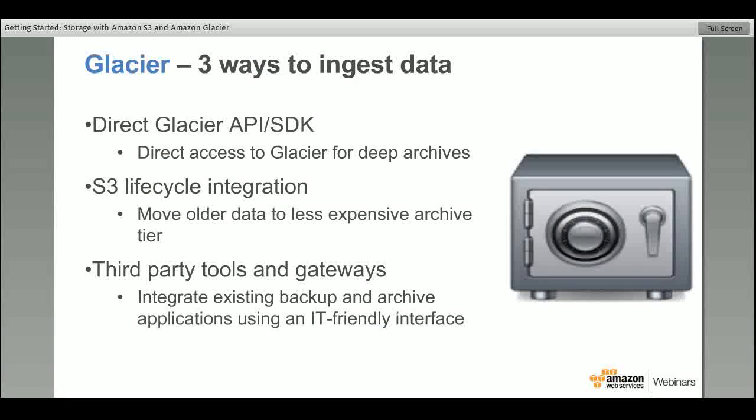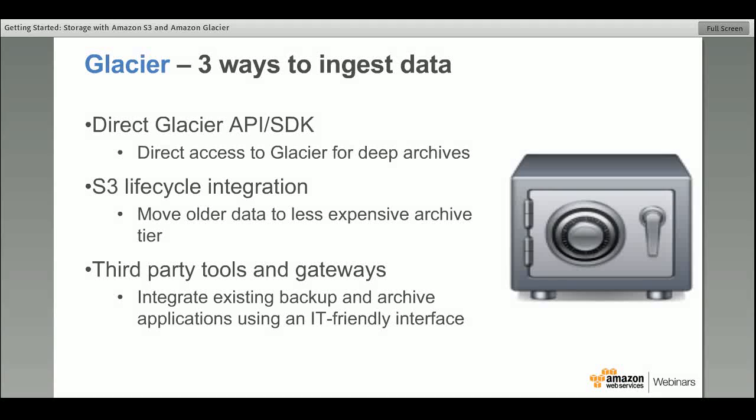There's 3 ways to ingest data into Glacier. There's a direct Glacier API and SDKs, which should be used for building archive applications. So this is mostly for developers. They want to develop applications that vault into Glacier. And what you need to know when you use Glacier directly is you need to manage your own metadata index separately, as opposed to S3, which does manage your metadata for you.